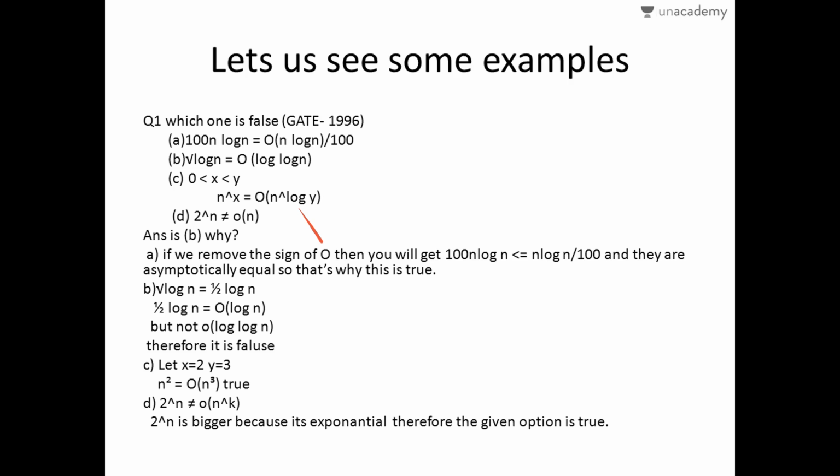So if we put x equals to 2 and y equals to 3, then it will become n square is big O of n cube, which is obviously true, because if you remove the sign of big O, then you will get n square is smaller than or equal to n cube. So this condition is true.